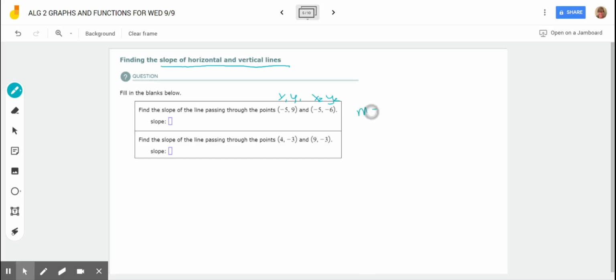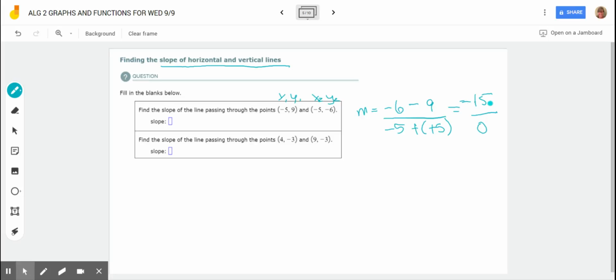So, m equals negative 6 minus 9 over negative 5 minus negative 5. Negative 5 minus negative 5 equals negative 15 over 0. Oh, my Lord. Okay, right now you should be saying, oh, my Lord. Okay, because you cannot have a 0 on the denominator. I hope you guys remember this. You cannot have a 0 on the denominator.